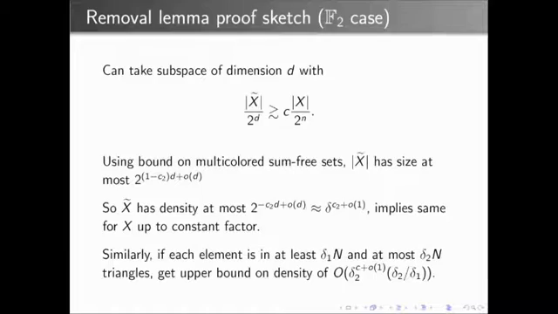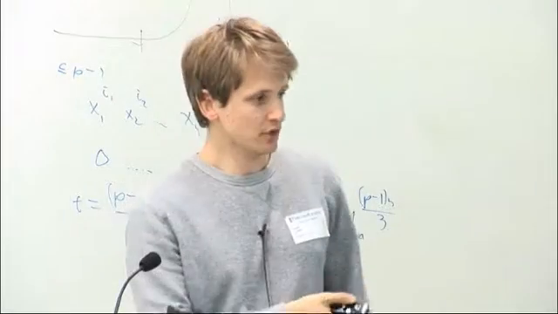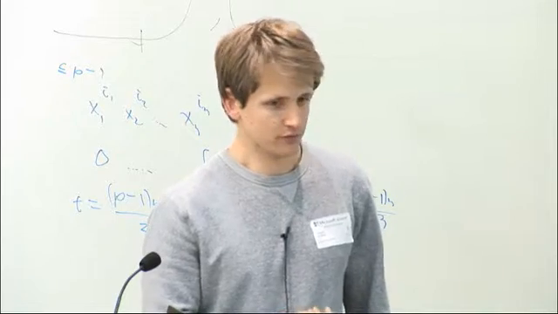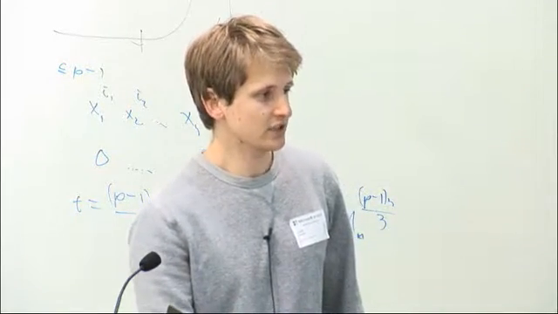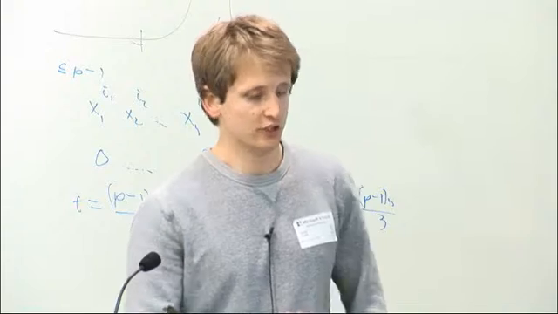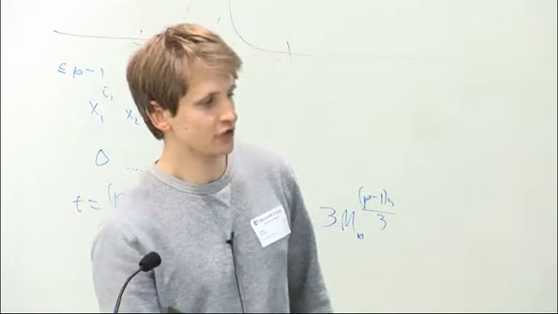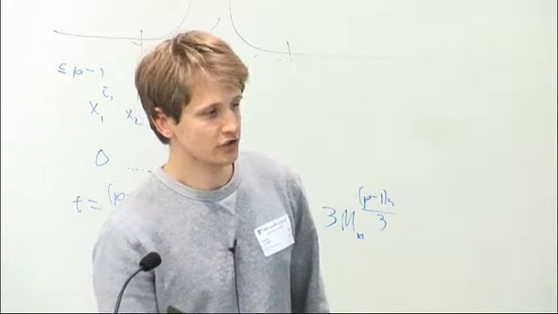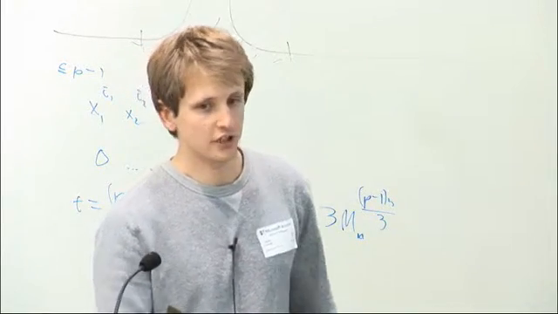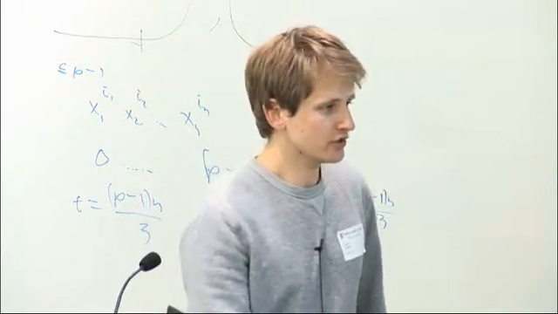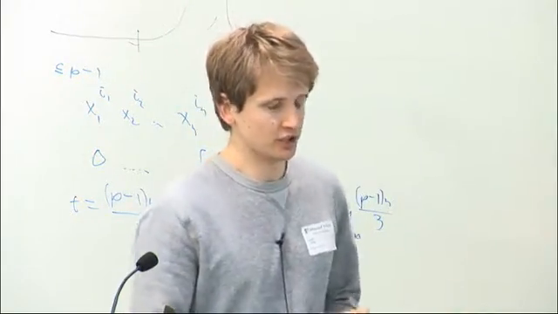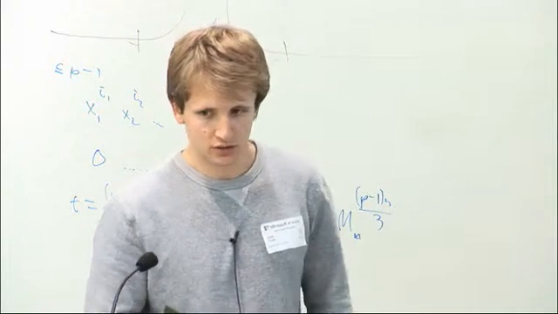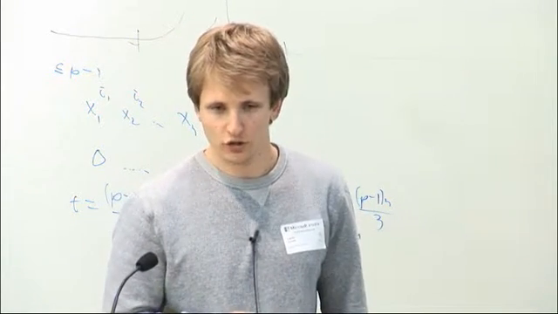Now, here we said this is if each of the elements is in the same number of triangles. This same proof goes through if they're in roughly the same number of triangles, at least delta 1 and at most delta 2. And we get an upper bound of delta 2 to this exponent times their ratio. Here, this delta 2 and delta 1 are not going to be a constant factor apart. They're going to be a log delta factor apart. Are there any questions about this?